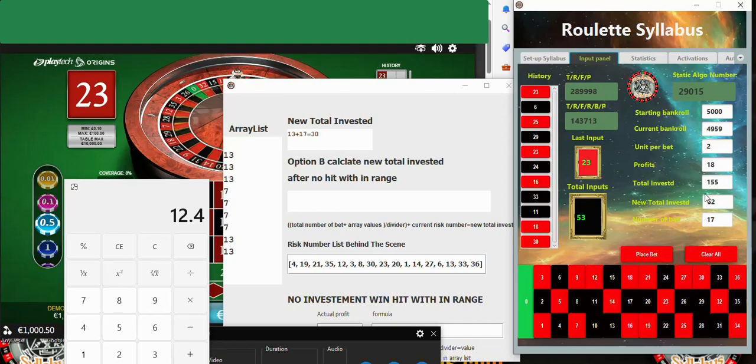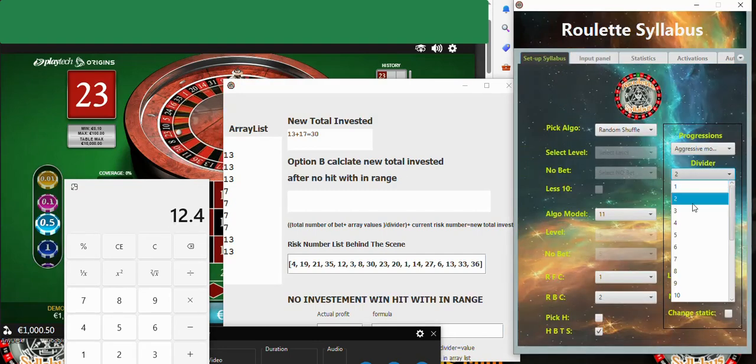So if I divide it by 5, it is staying at 12.4, which is okay. So I'm going to divide it by 4. And you have to set this number before the next prediction comes. Otherwise, it is not going to work.